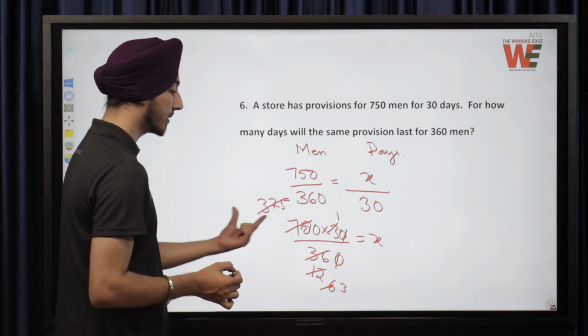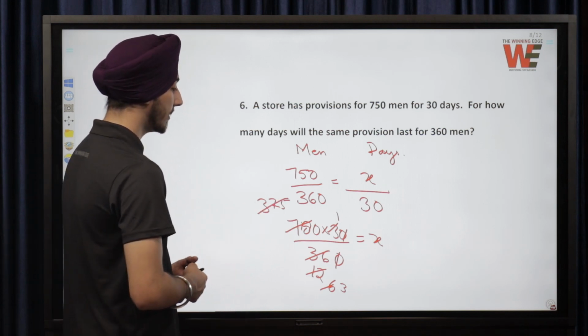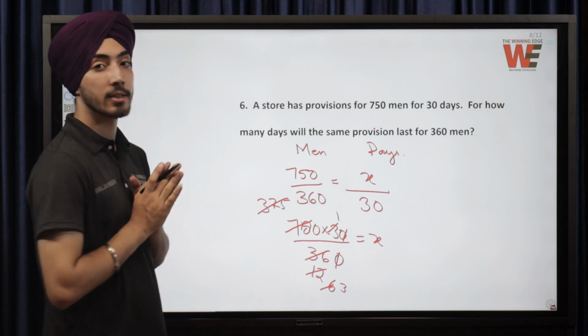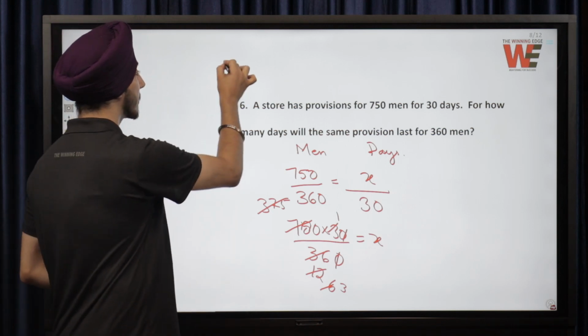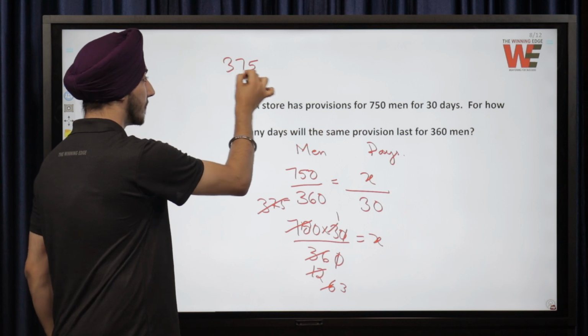I'm so sorry, we can't cut it. So it is 375 by 6. Now this can be cut by a table of 3. How can we cut it by a table of 3? See, this is 375 upon 6.